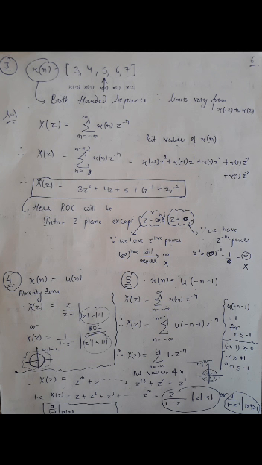Come on to the next part. x[n] equals u[n]. In the previous lecture we saw that for u[n], that is a right handed sequence, the ROC is mod of z greater than mod of a, and the answer for this question is X(z) equals z upon z minus 1 with mod of z greater than mod of 1.